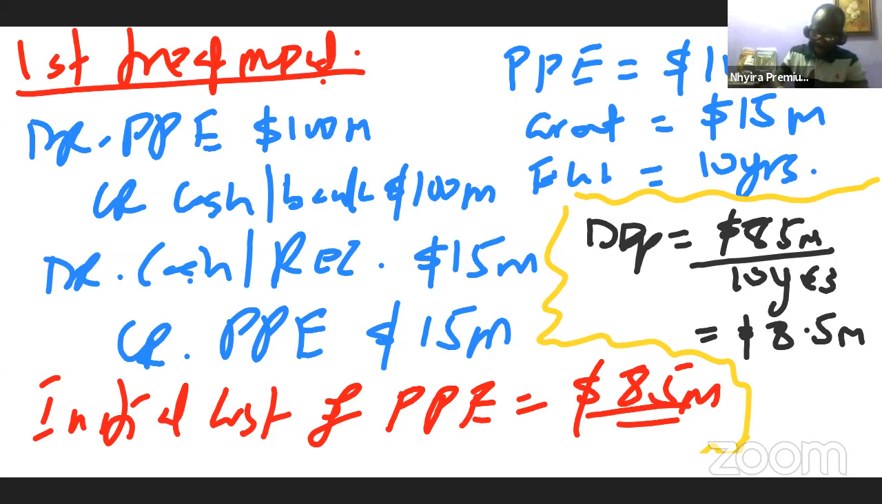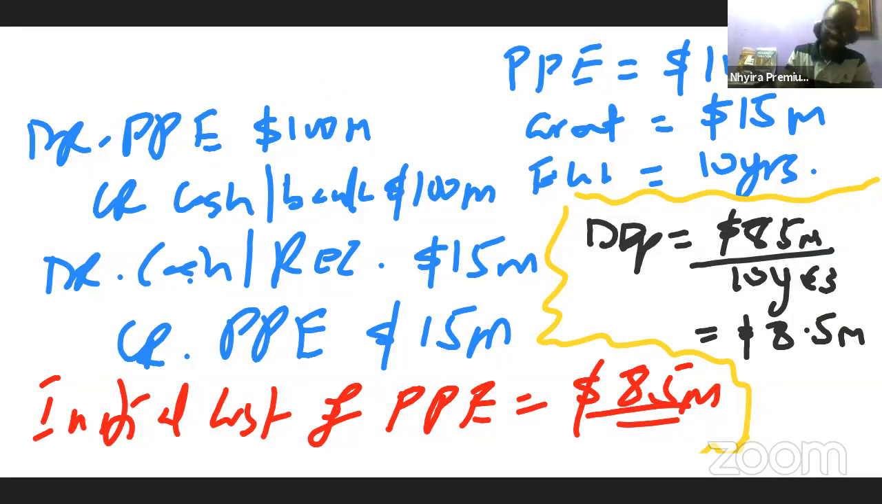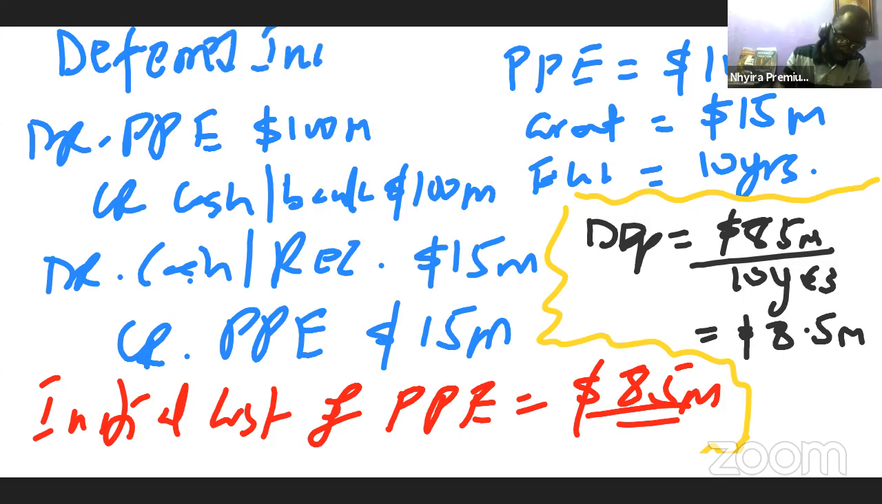So let's get the second one. The second one is if we are accounting for it as a deferred income. All right, that's the second approach, as a deferred income. So if we are accounting for it as a deferred income, which is what the standard requires, then we don't subtract it from the PPE. We recognize the grants the way it has to be recognized.